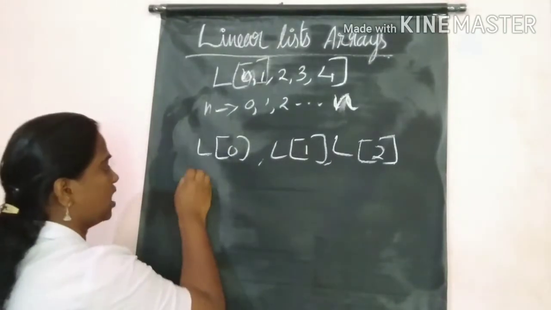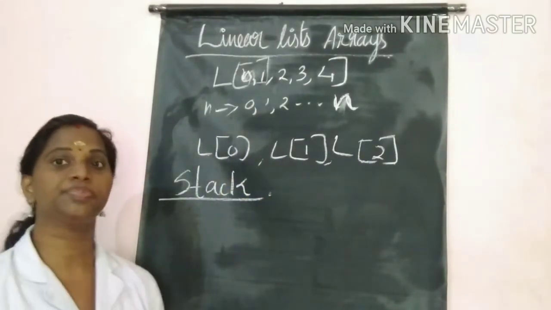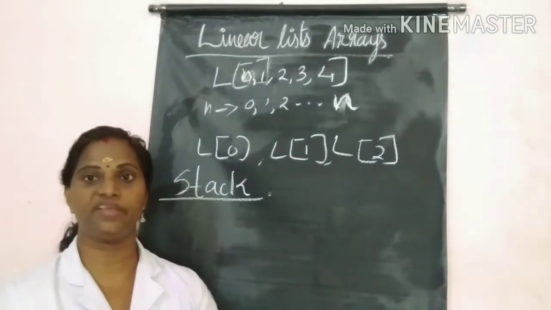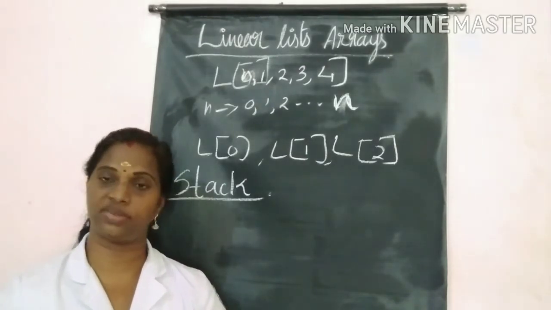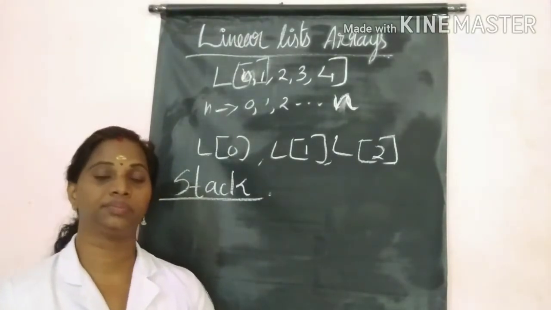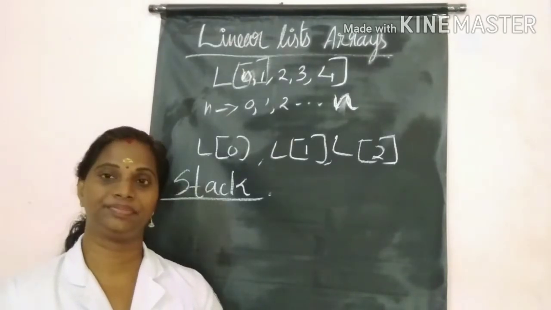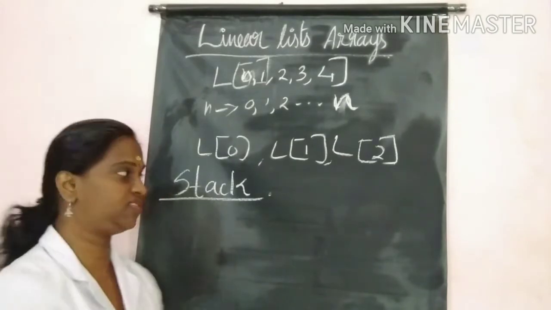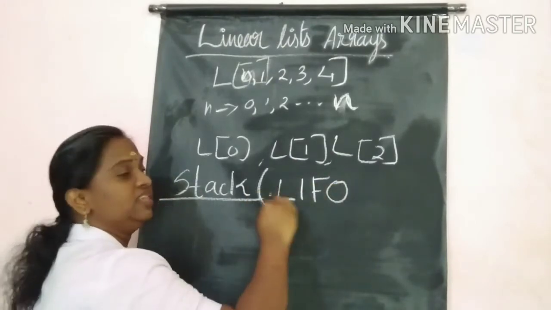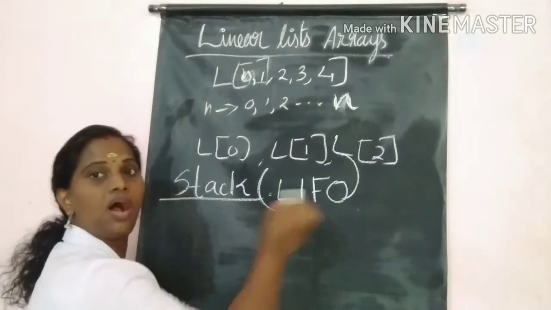Clear? Second one is stack. Stack also contains the same type of elements, but these elements are arranged in a specific way: last in, first out. The last element will go out first. That we can write as LIFO. We can say that stack is a LIFO data structure.